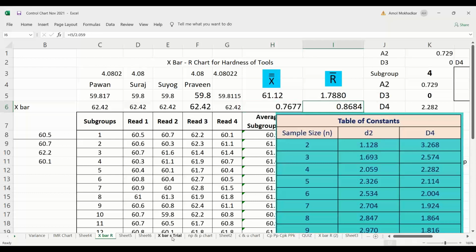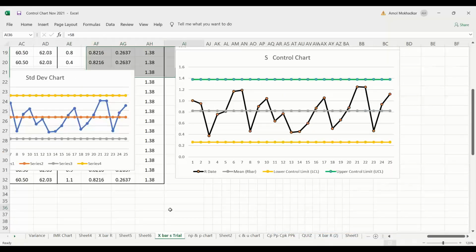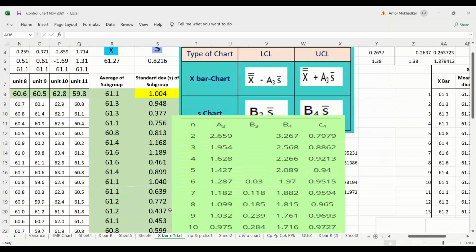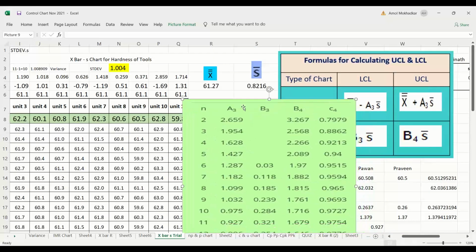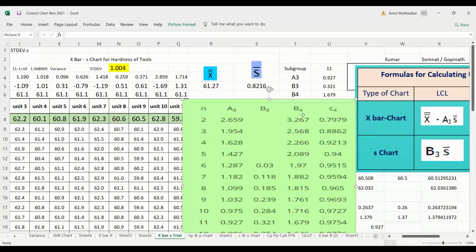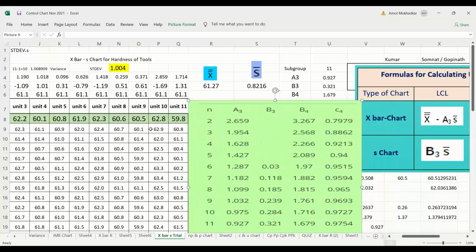Or in case of an X bar S chart, you are going to use C4, that is S bar by C4. So now please calculate the inherent process variation for this particular chart. That's why for calculating the capability, you cannot calculate it from the Excel. You need to utilize the control chart to calculate your capability. And for capability, you require the specification limits. When we go to the formula, we will come to know.